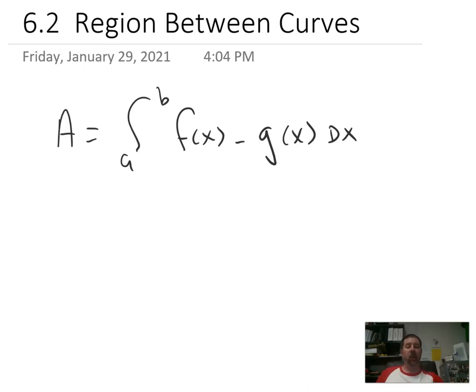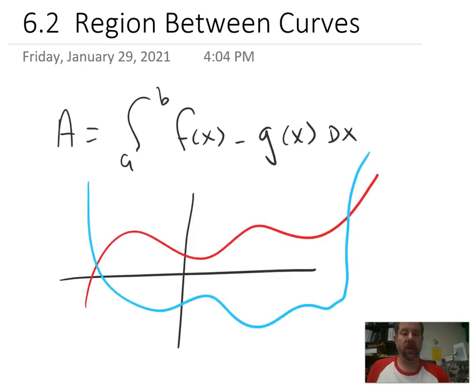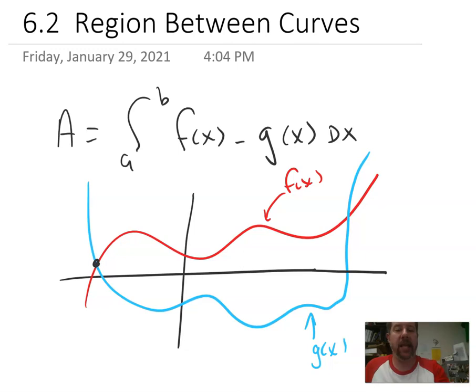Here's a little picture of what we are talking about. All right, so here's our little graph. The red function, the top one again, is f of x. Okay, the top one always goes first, and then the bottom function here is g of x. And again, if we were to break this down, what our little formula is saying is, if you just do the integral from a to b of f of x, a is one place they intersect, and b is the other place they intersect.